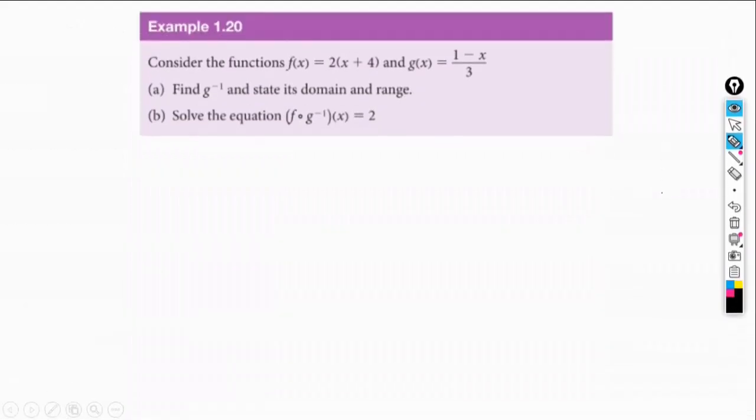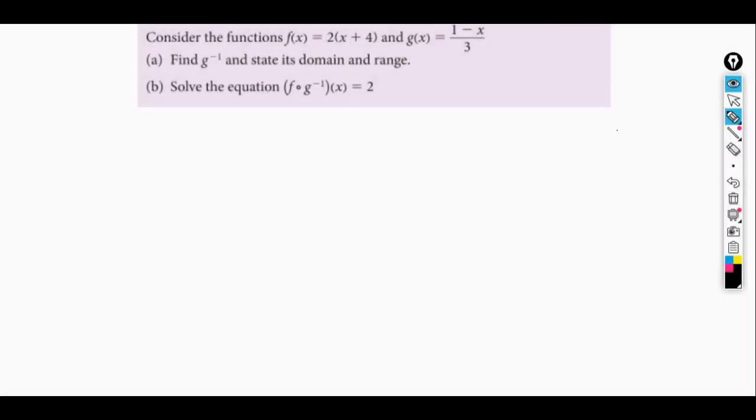And we finish this video by taking a look at example 1.20. And it says, consider the functions f of x equals 2 times x plus 4, and g of x is equal to 1 minus x over 3. Find the inverse of g and state its domain and range.